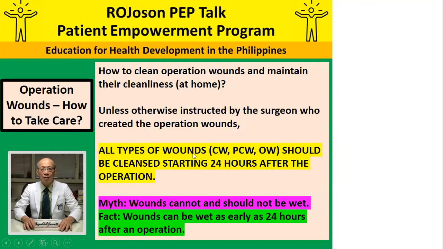All types of wounds, whether closed wounds, partially closed wounds, or open wounds, should be cleansed starting 24 hours after the operation. This is a recommendation from yours truly, but I said unless otherwise instructed by the surgeon, you just have to follow them. Now, the fear of wetting, of cleaning the wound 24 hours after the operation, arises from a myth that wounds cannot and should not be wet. But the fact is, wounds can be wet as early as 24 hours after an operation. And the mere fact that you see some surgeons also cleaning the wound with water, with normal saline solution, attests to the fact that the wounds can be wet as early as 24 hours after an operation.